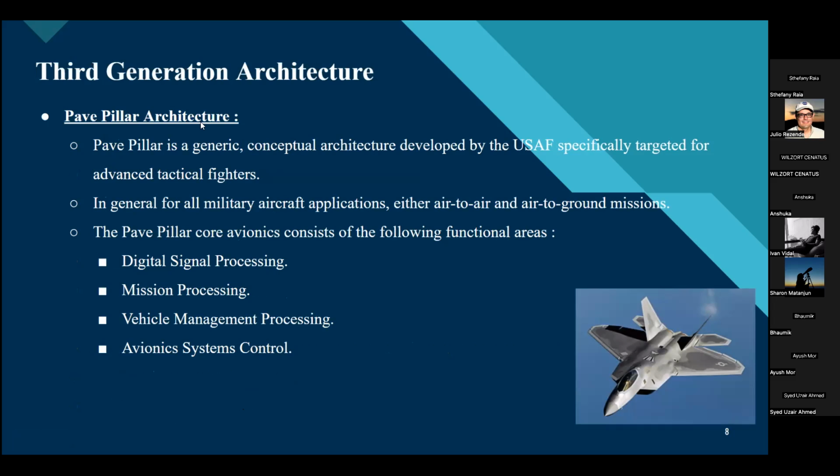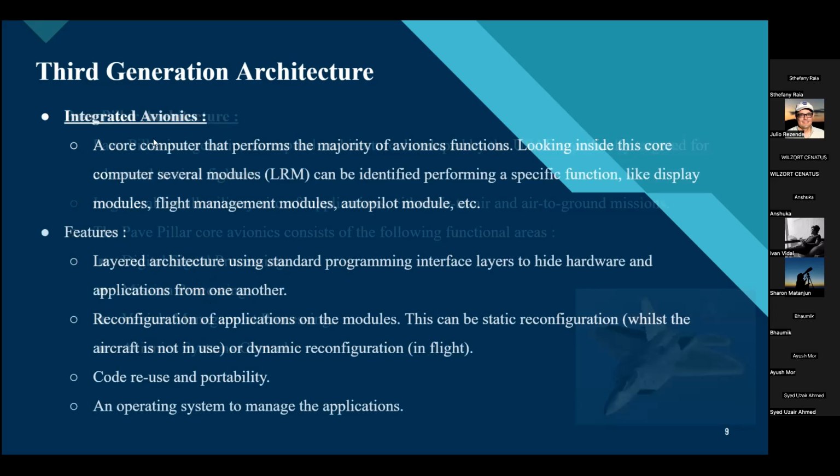So PAVE PILLAR is a generic conceptual architecture, and it was developed by the USAF, specifically targeted for fighter jets, also known as tactical fighters. It is basically used for military aircraft applications. The main functions of this PAVE PILLAR architecture were digital signal processing, mission processing, vehicle management processing, avionics system control. Then moving on, we have the integrated avionics in third generation architecture.